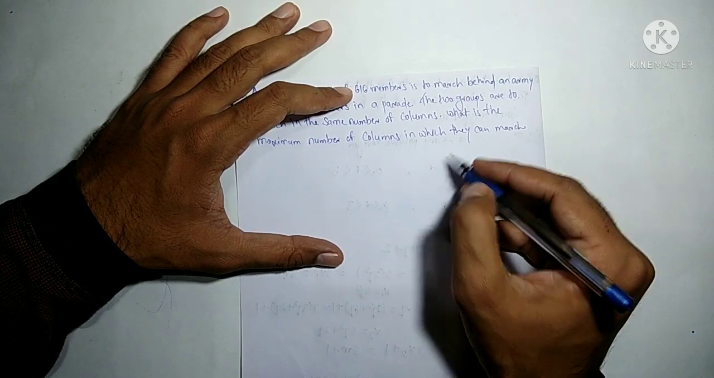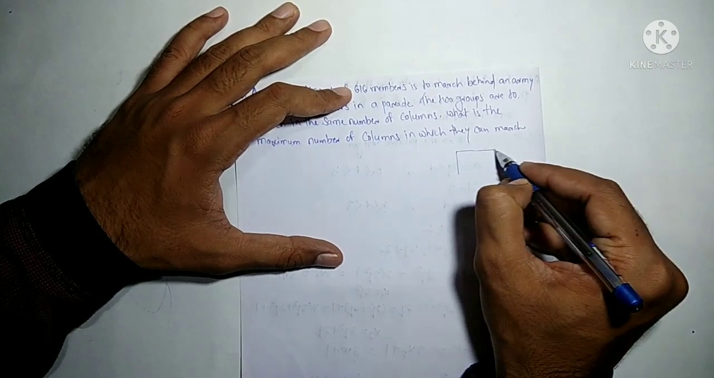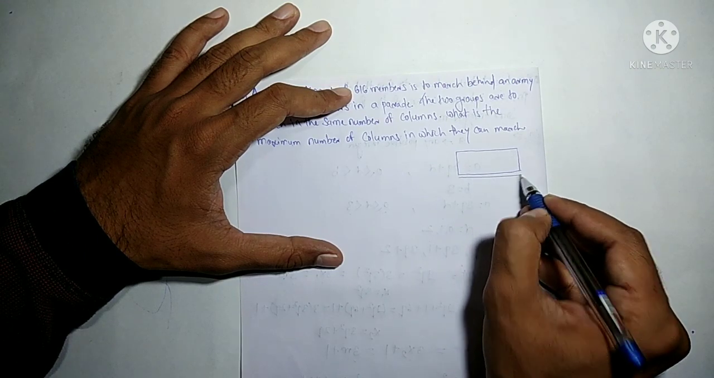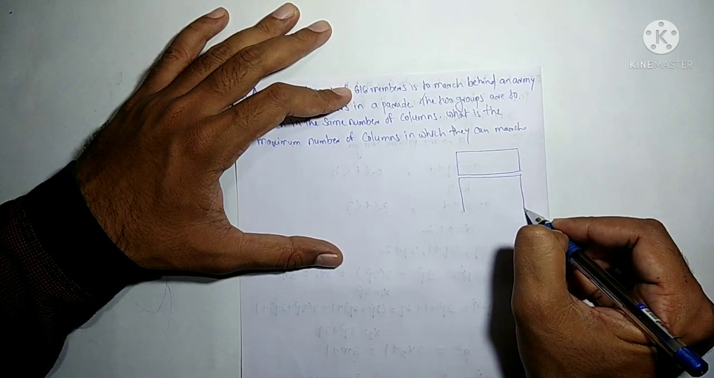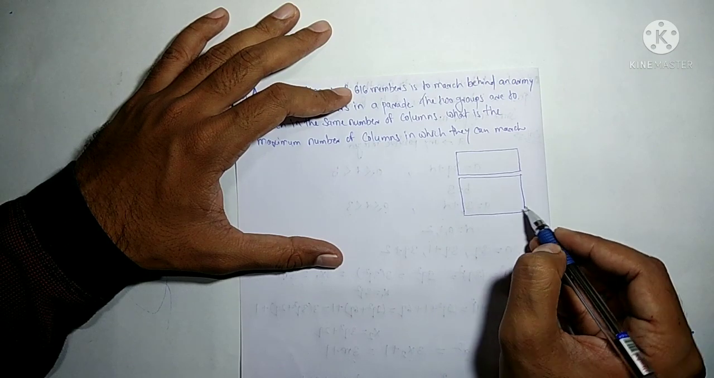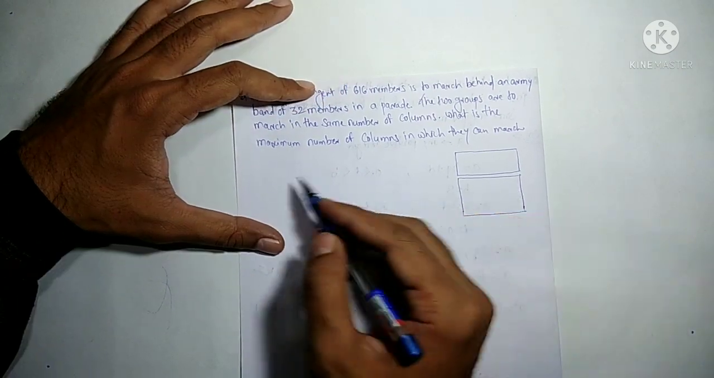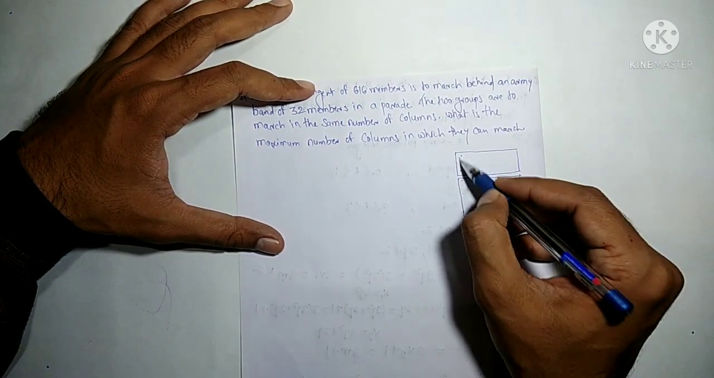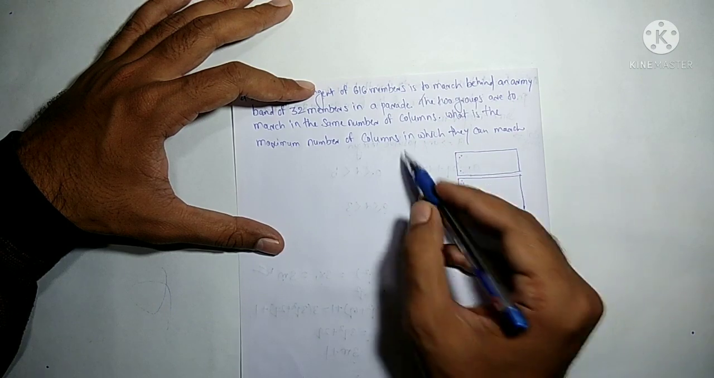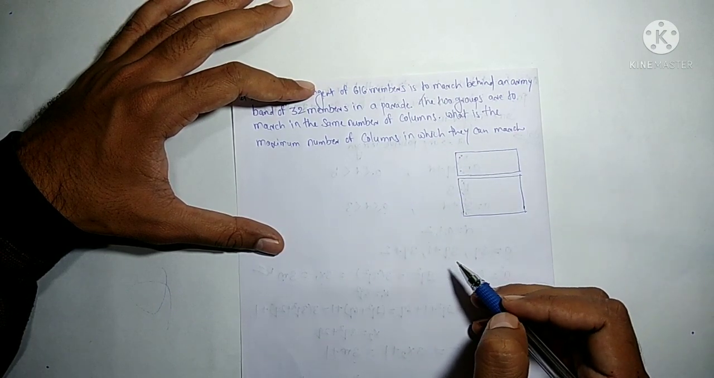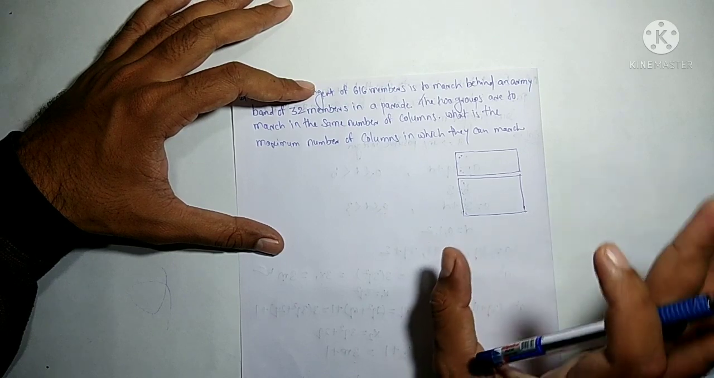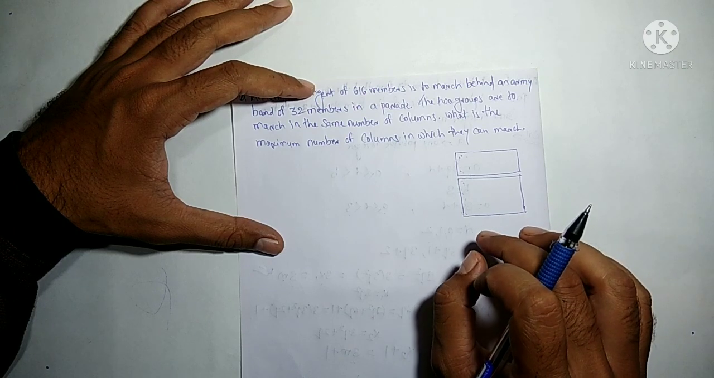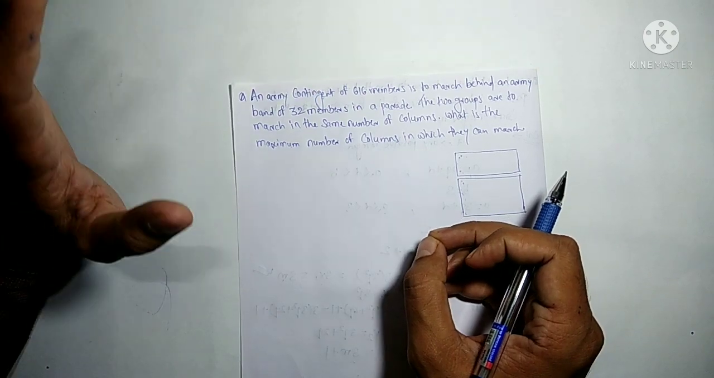Let me explain by drawing. This front section is for the army band, and the back section is for the army contingent members. They ask what is the maximum number of columns in which they can march. You can find the solution by the trial and error method, but it is time consuming. So in this question we simply apply the division algorithm.